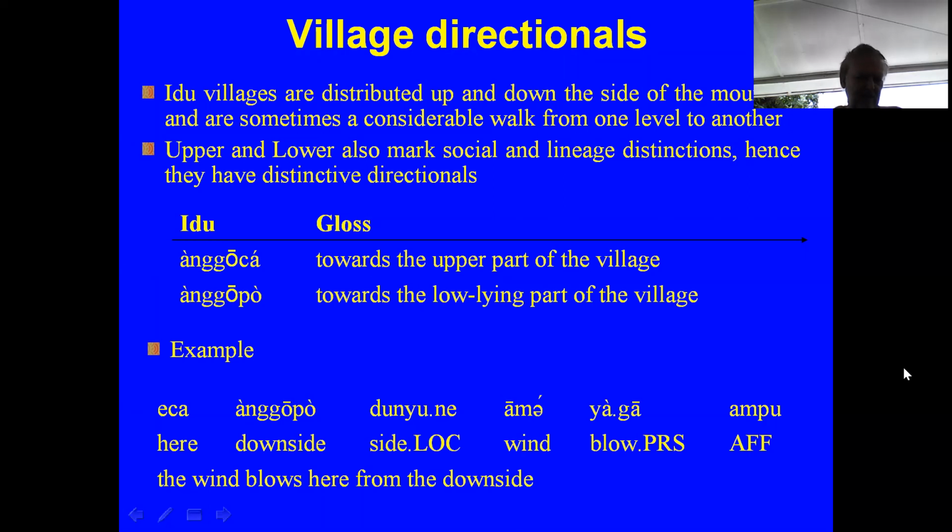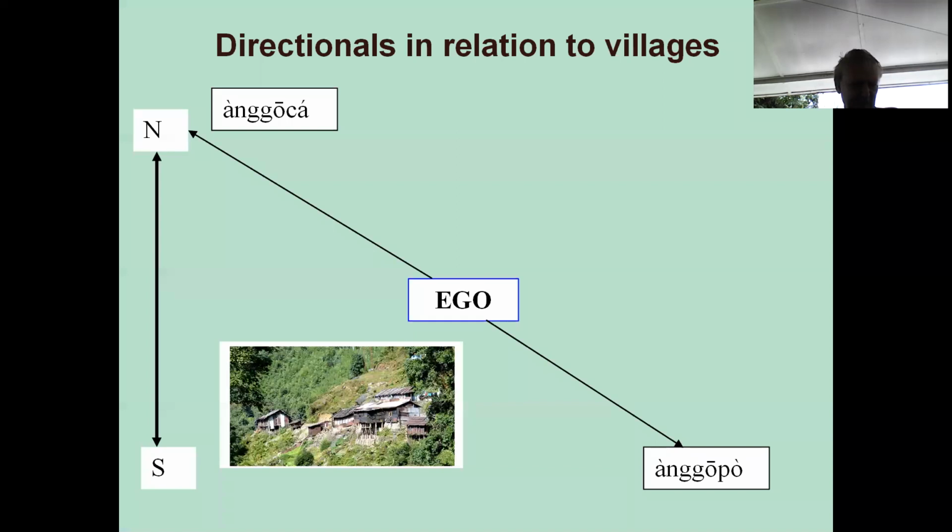These are Angocha towards the upper part of the village, and Gopo towards the lower part of the village. And you can see here the use of Angopo in a sentence context. By the way, in this case, this might be better thought of as some sort of adjective, since you always have to precede a word actually also telling you which side. So you say downside side. In other words, it appears to be slightly redundant. So here are the directionals in relation to the village, approximately mapped out.